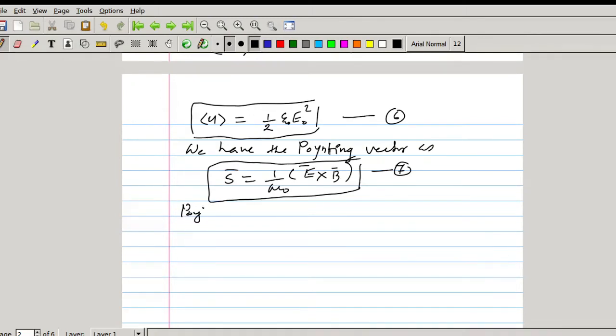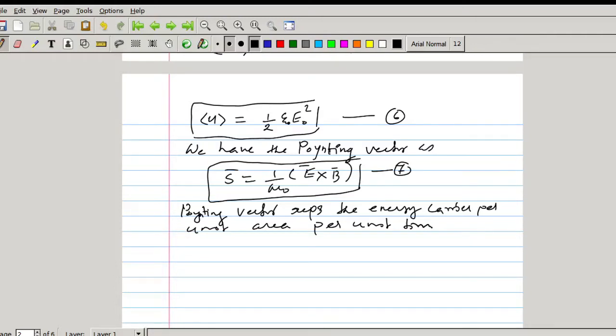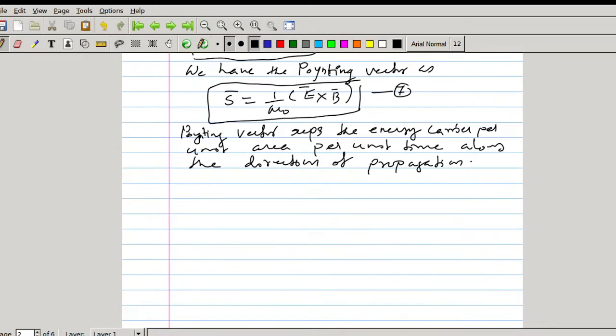The Poynting vector represents the energy carried per unit area per unit time along the direction of propagation. So it is a vector quantity. The direction of that vector is along the direction of propagation of the wave. It is identical to the intensity of the wave.